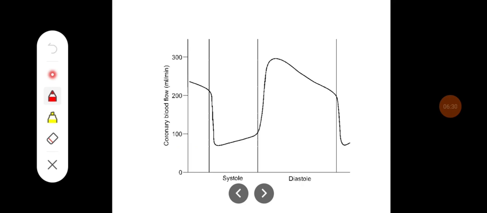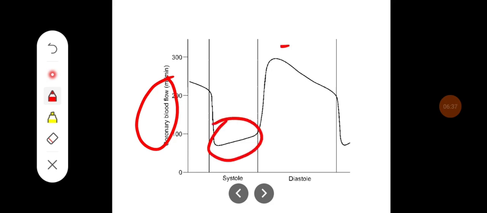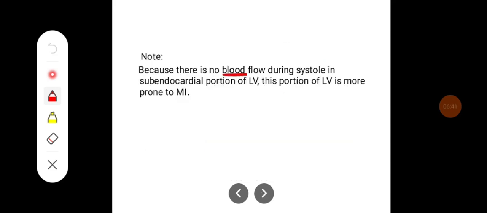So this is the overall coronary blood flow to the myocardium. You can see that it drastically decreases during systole and increases during diastole. Because there is no blood flow during systole in the subendocardial portion of the left ventricle, this portion of the left ventricle is more prone to myocardial infarction.